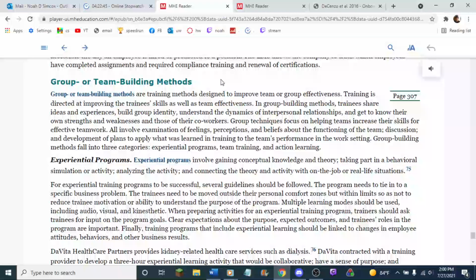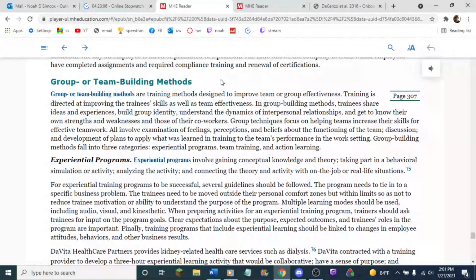Group or team building methods. Group or team building methods are training methods designed to improve team or group effectiveness. Training is directed at improving the training skills as well as team effectiveness. In group building methods, trainees share ideas and experiences to build group identity, understand the dynamics of interpersonal relationships, and get to know their own strengths and weaknesses and those of their co-workers.